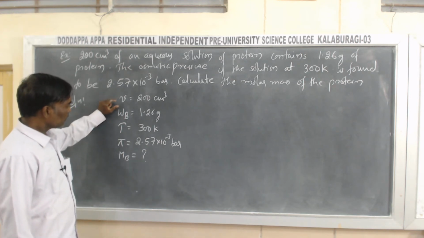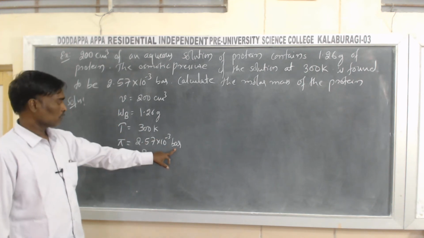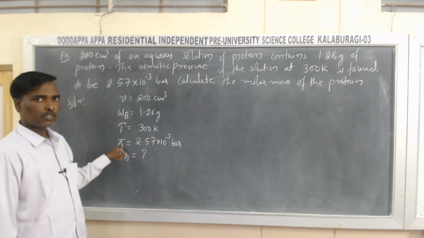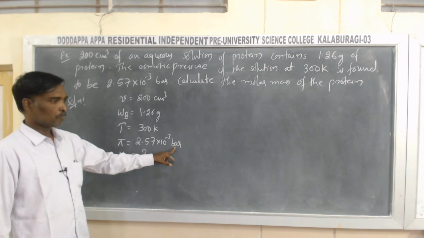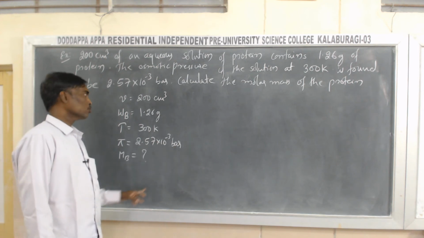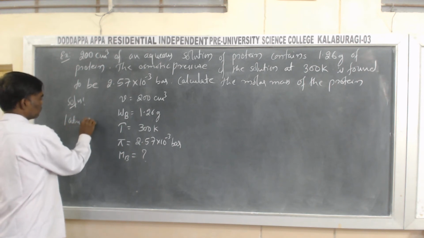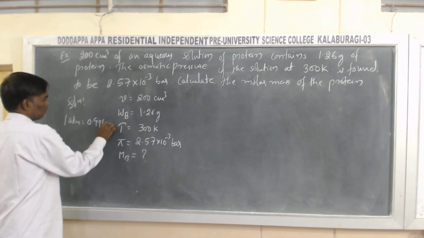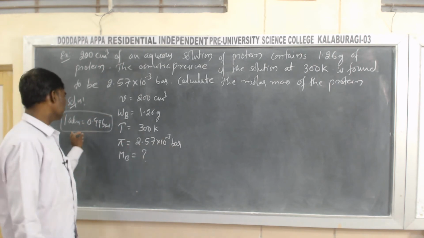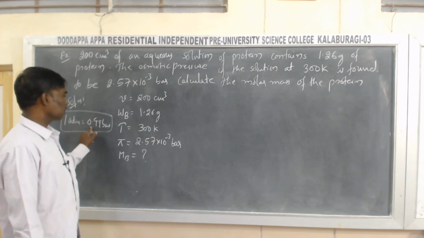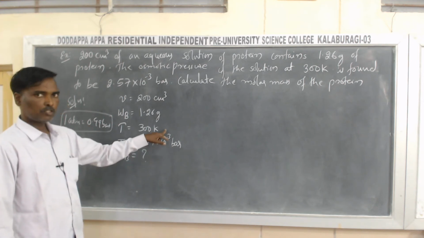Okay, students, here the pi value is expressed in bar. As I told, the osmotic pressure is expressed in atm, or it is also in bar. 1 atm is equal to 0.99 bar, so there is not much difference. Bar and atm are nearly equal. So 1 atm means 0.99 bar. Therefore pi is equal to 2.57 into 10 raised to minus 3.